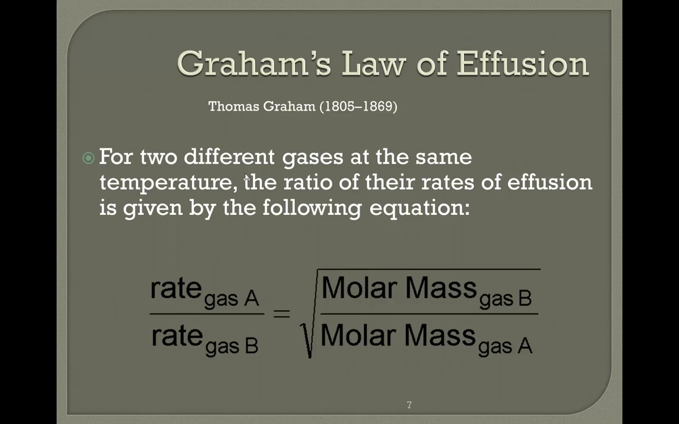For two different gases at the same temperature, the ratio of the rates of their effusion is given by this equation. So here's the ratio of the rates, the square root of the molar mass divided by the square root of the molar mass. Notice here, the rate of gas A over the rate of gas B is the square root of the molar mass of B divided by the molar mass of A. It's flip-flopped from one side to the other.